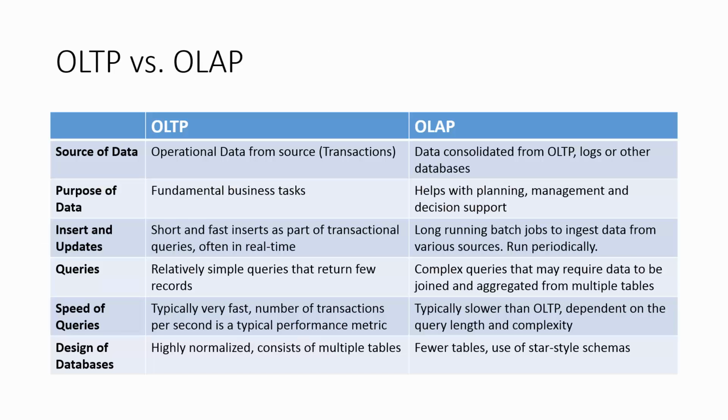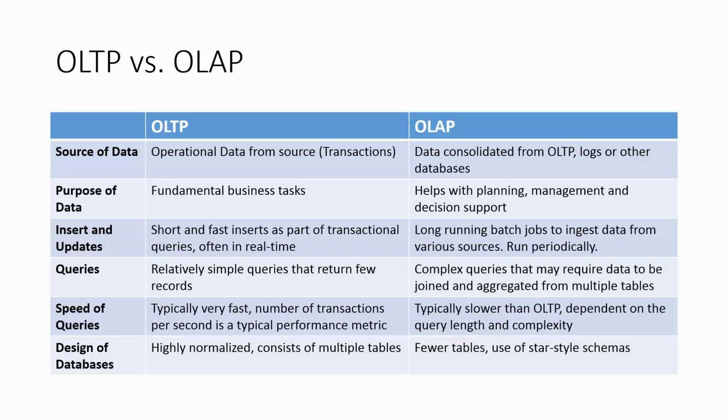So let's take a look at a quick summary table about the main differences between OLTP and OLAP. In OLTP systems, the source of the data is the data that the database is designed to operate on. It's the transactions. The transactions themselves feed the data into a typical OLTP system, whereas in OLAP, that data is consolidated from, say, an OLTP system, from logs, or from other databases.